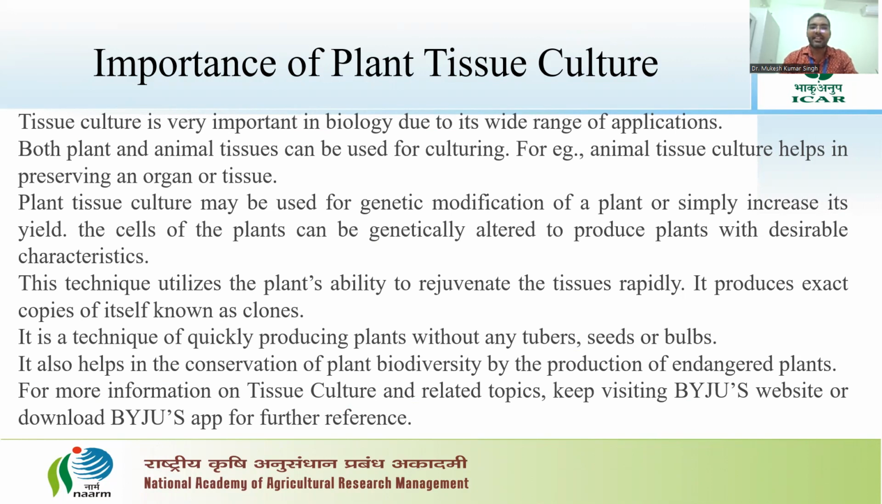It is a technique of quickly producing plants without any tubers, seeds, or bulbs. We don't need any particular part of the plant. We can use only a single cell or tissue to regenerate a number of clones for a particular plant or animal. It also helps in the conservation of endangered species of plants and animals. It conserves biodiversity for a long duration.